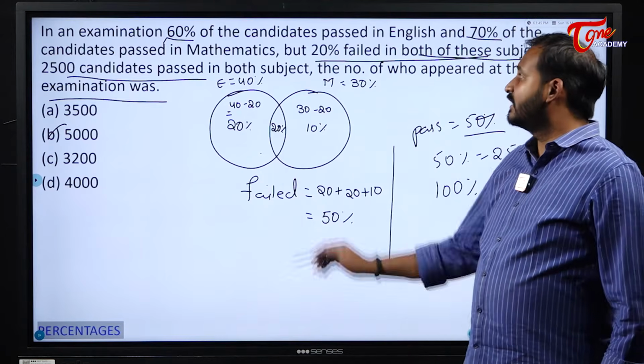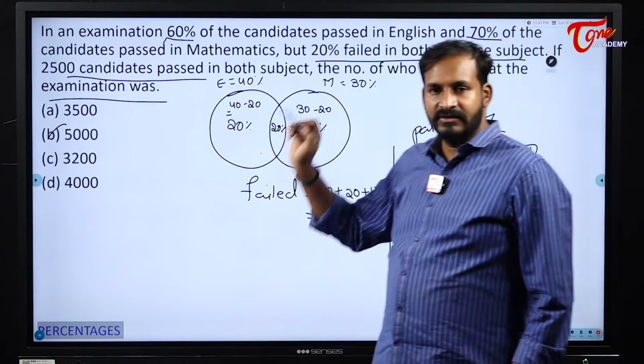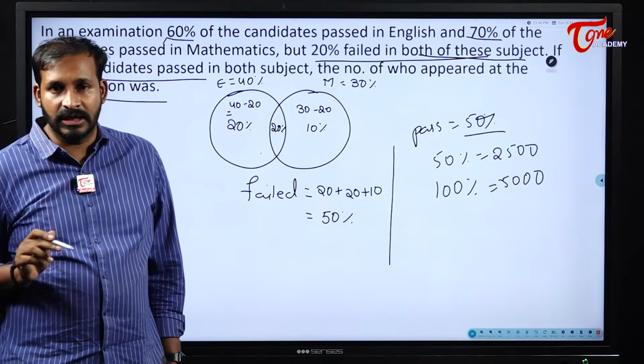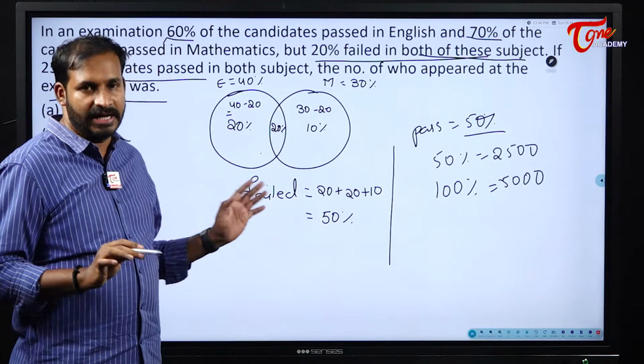Okay, so please be careful what they have given in the question. Observe that one carefully. Here initially they gave us the pass percentage and suddenly they gave us 20% failed in both the subjects. So please observe that one and draw the diagram accordingly.